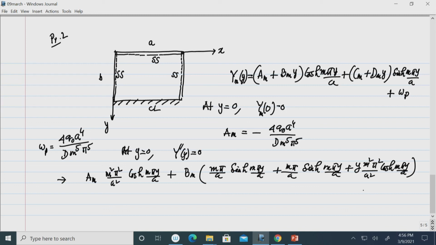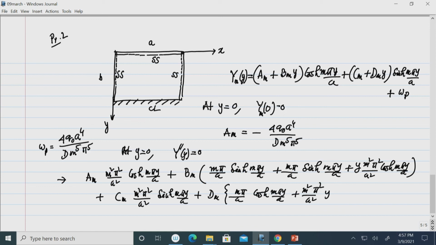So, this is the expansion of the second derivative for b_m. Then on this c_m you will get c_m m square pi square by a square sinh(m pi y by a), and on d_m again you will get the terms m pi by a cosh(m pi y by a) plus m square pi square by a square y sinh(m pi y by a) plus m pi by a cosh(m pi y by a).